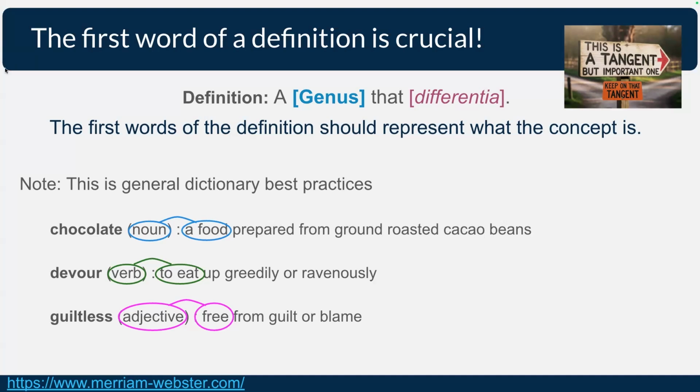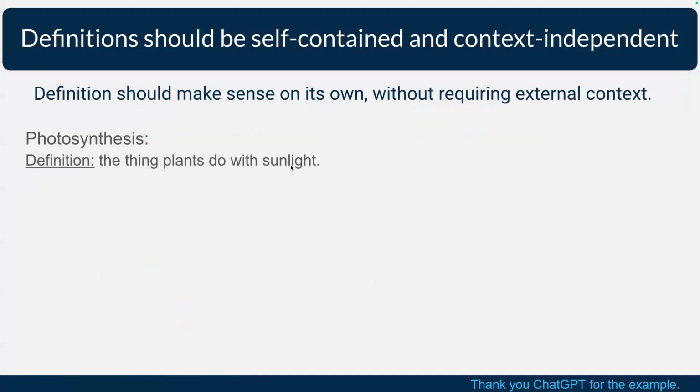Okay, let's continue here. So, Sierra, it's going to be in 2 slides, so keep that thought. Okay, so definitions should be next. We talked about the anatomy of a good definition, the genus differentia. Now let's talk about the fact that definitions should be self-contained and context independent. Definitions should make sense on their own, and it shouldn't require any external context.